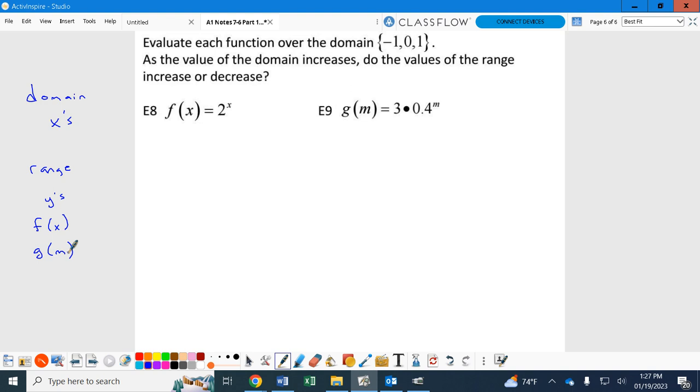Okay, so we're setting up tables. The table's going to look like this, and there's a table exactly like this on your test. Just telling you up front. Here's the table. X goes here. What am I putting over here for the x's? Read the problem.